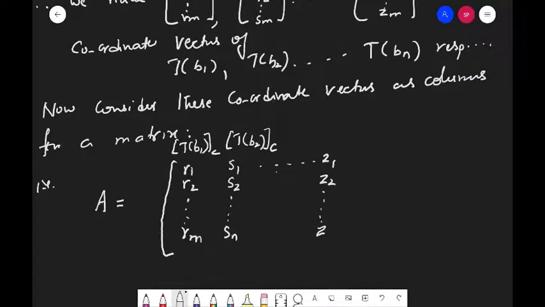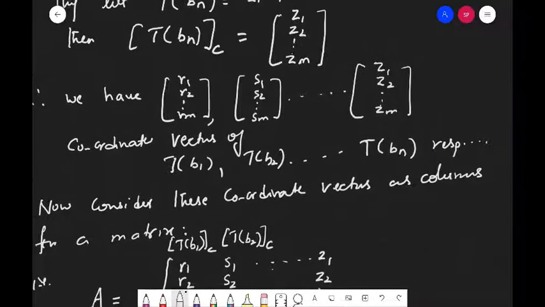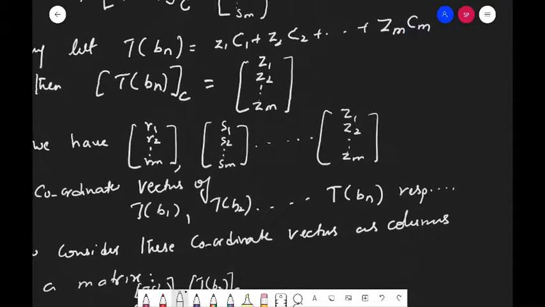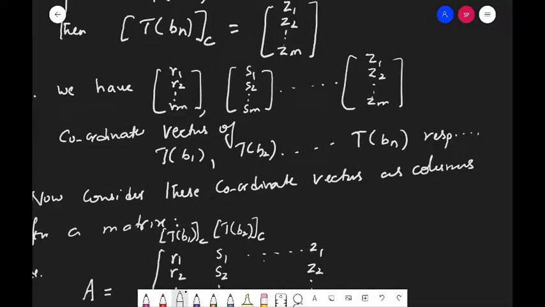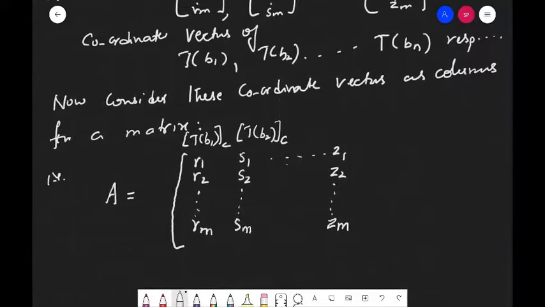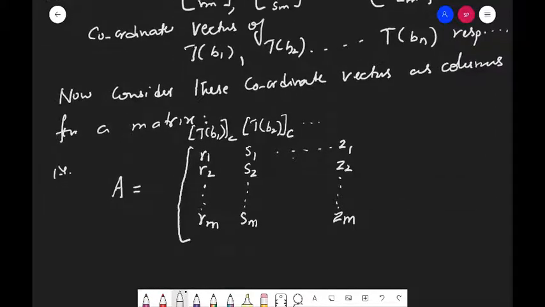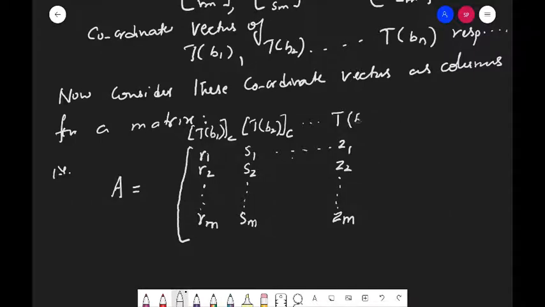Is this M or N? How many are M? Yes, this is also Sm, and then this is also Zm, because how many vectors are there in the basis here? C1, C2, there are M number of vectors in W. So this will have M rows. This is the coordinate vector of T of Bn with respect to the basis C.